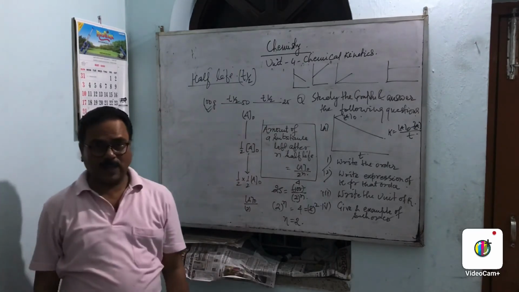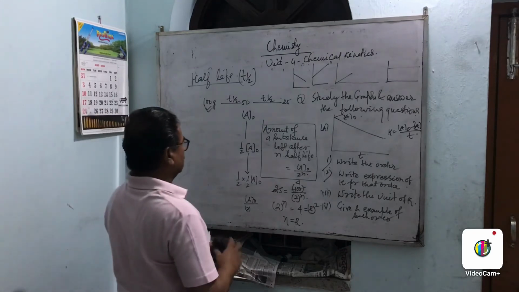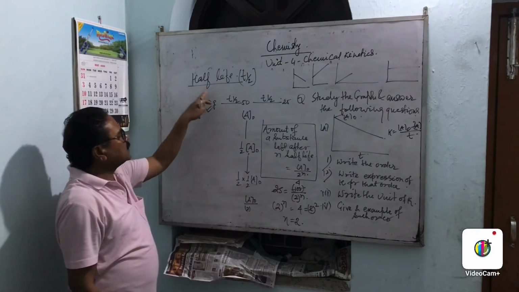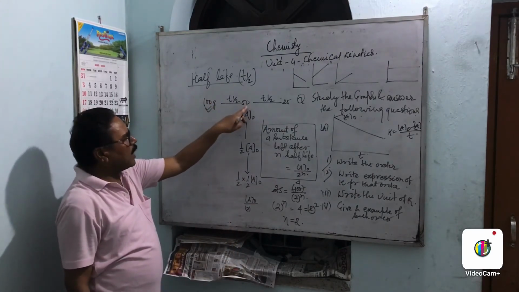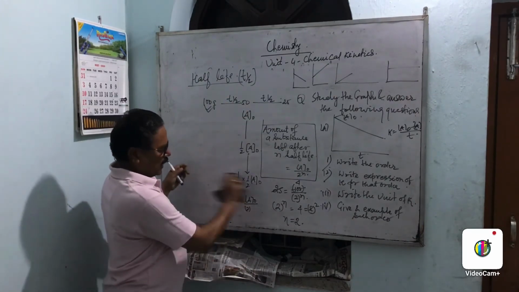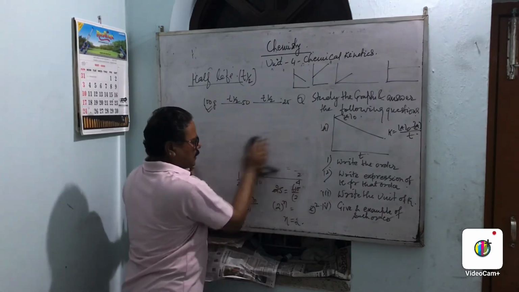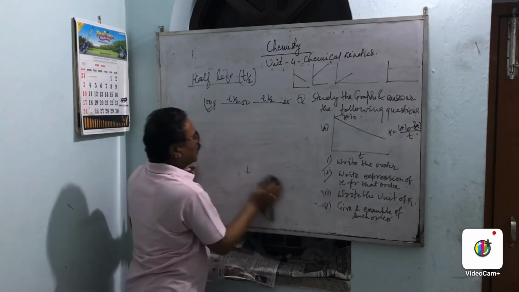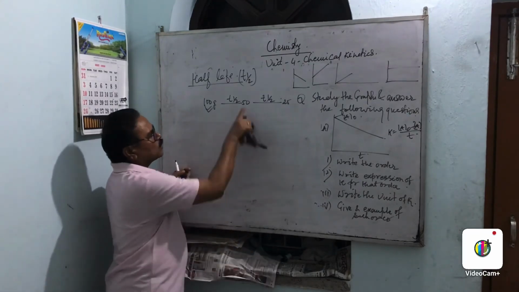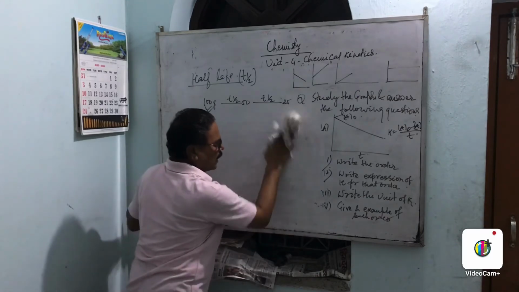So what is the half-life? Half-life is the time required in which the concentration of the reactant is reduced to half of its initial concentration. So I erase it. Half-life, the time in which the concentration of the reactant reduces to half of its initial concentration. So this is the half-life.